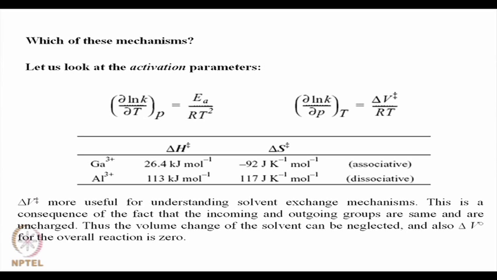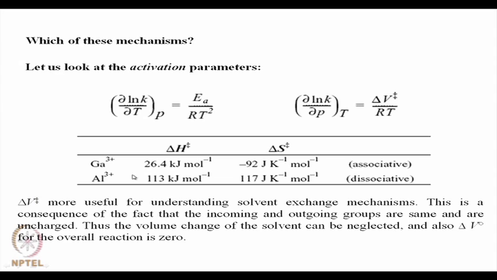In that case we have to look into the activation parameters, and we have to make use of these equations: ∂ln k/∂T at constant p is equal to activation energy divided by RT squared, and also ∂ln k/∂p at constant T is minus volume of activation divided by RT.